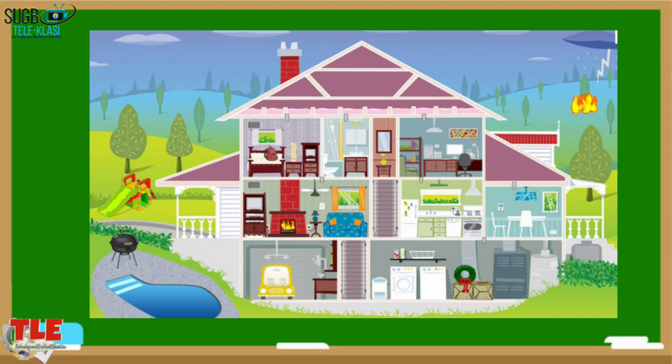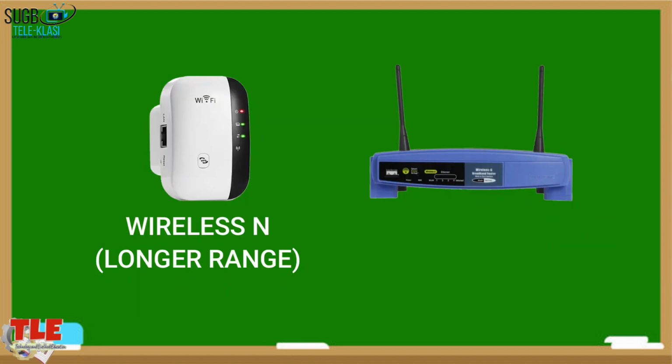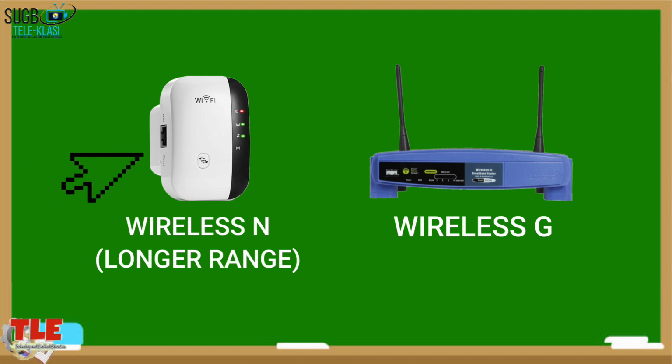Range. Wireless routers can only reach a limited area of distance. If you have a big house and have the router on one side, you might not be able to access the network from the other side of the house. Your range, like your speed, is determined by the wireless standard you use. Wireless N has a longer range than Wireless G. So, if range is important, you will want to use Wireless N.